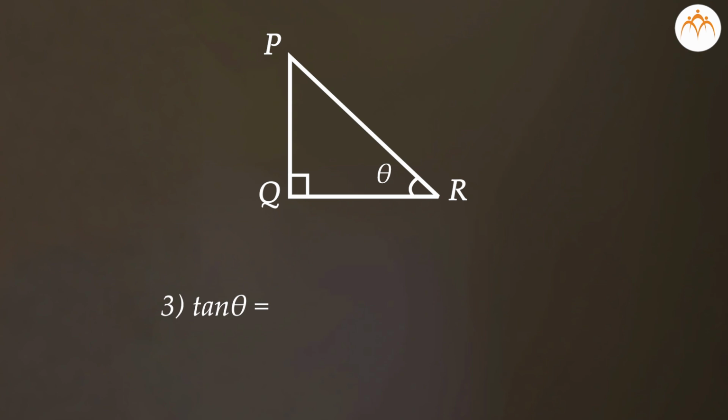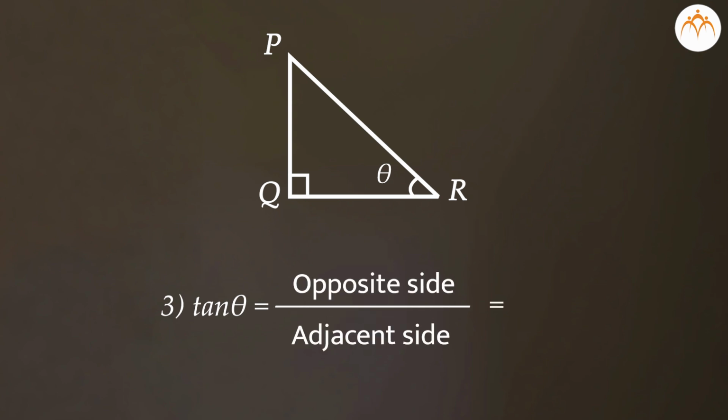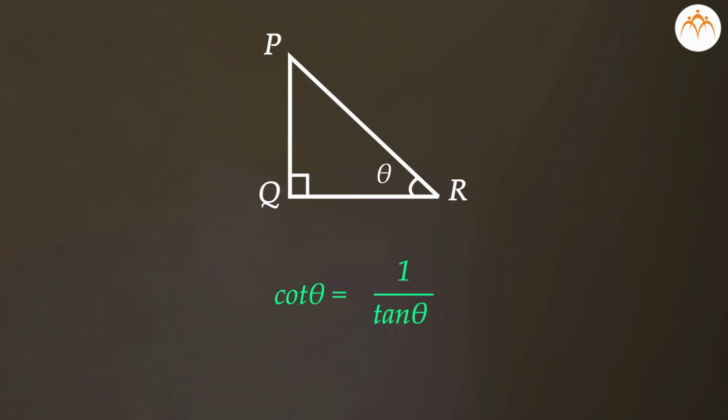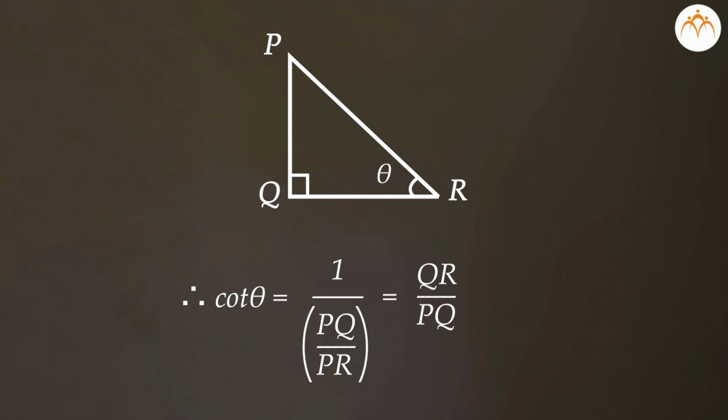Now, tan theta is equal to opposite side upon adjacent side equal to PQ upon QR. Cot theta is equal to 1 upon tan theta. Therefore, cot theta is equal to 1 upon PQ upon QR equal to QR upon PQ.